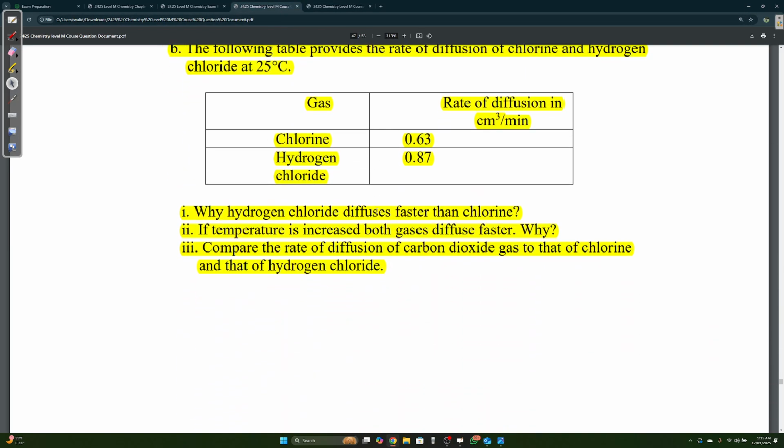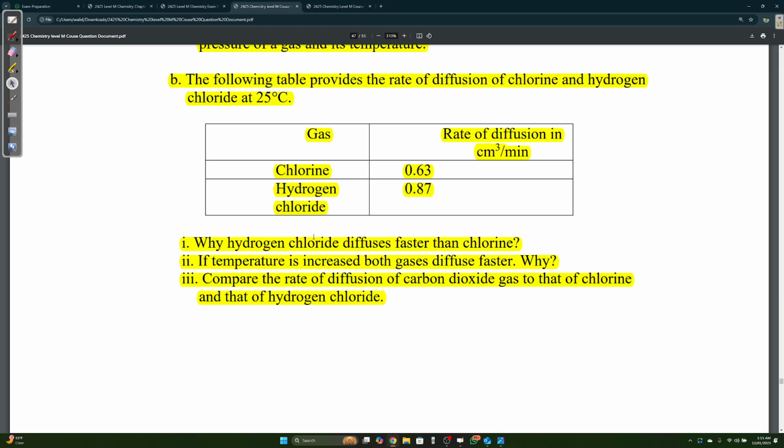The following table provides the rate of diffusion for chlorine and hydrogen chloride. Why does hydrogen chloride, HCl, diffuse faster? Why does it have a higher rate than chlorine? Obviously, why would it?